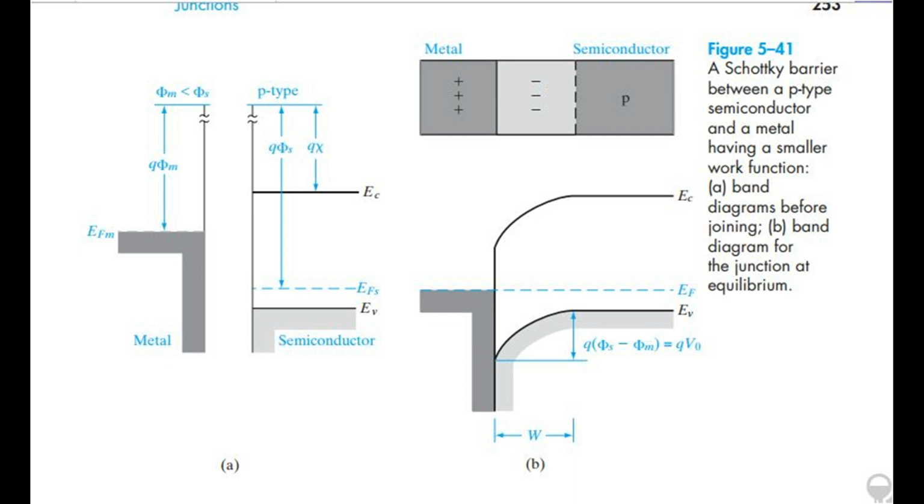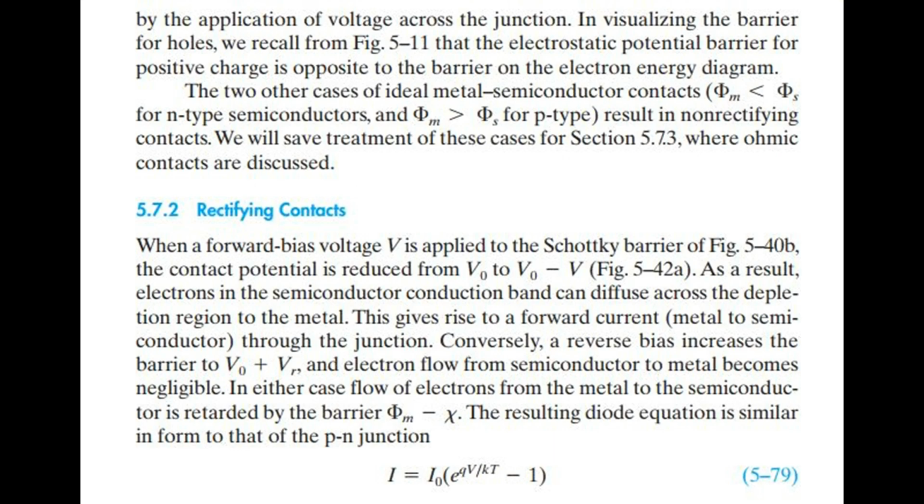Rectifying contacts. When a forward bias voltage V is applied to the Schottky barrier of Fig 5.40b, the contact potential is reduced from V0 to V0 − V, Fig 5.42a. As a result, electrons in the semiconductor conduction band can diffuse across the depletion region to the metal. This gives rise to a forward current, metal to semiconductor, through the junction. Conversely, a reverse bias increases the barrier to V0 + Vr, and electron flow from semiconductor to metal becomes negligible. In either case, flow of electrons from the metal to the semiconductor is retarded by the barrier Φm − χ.